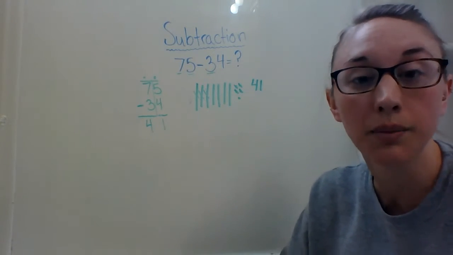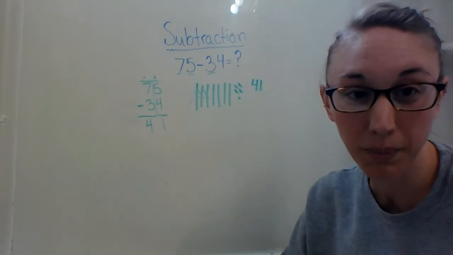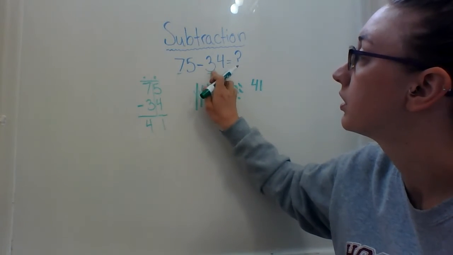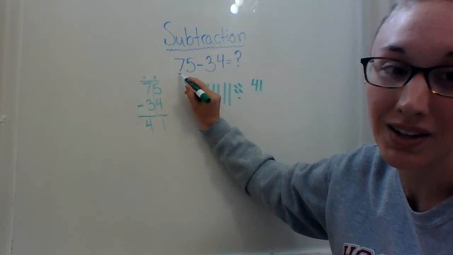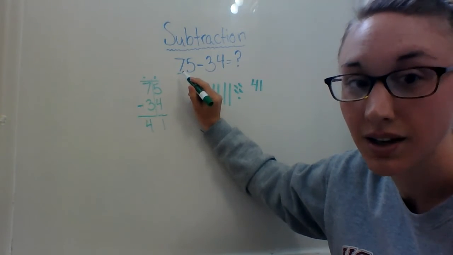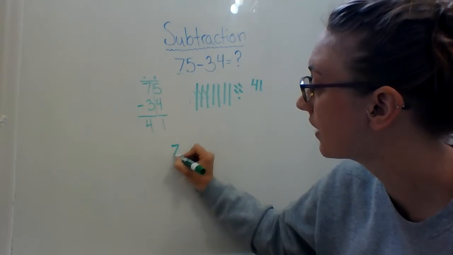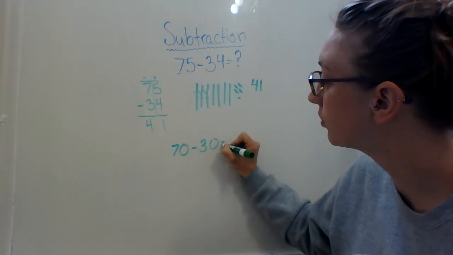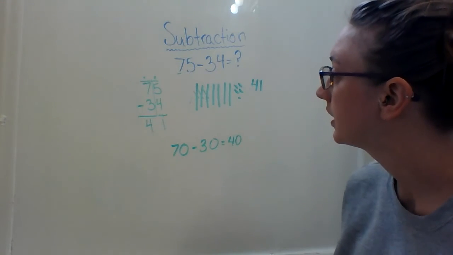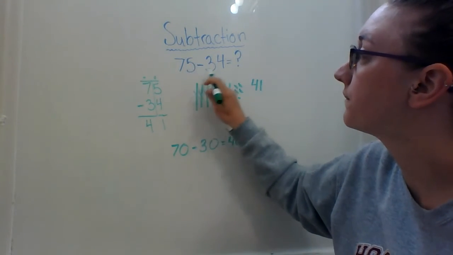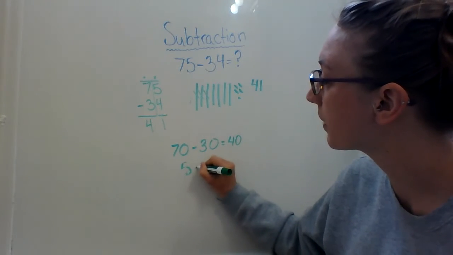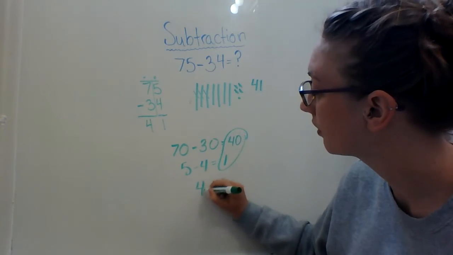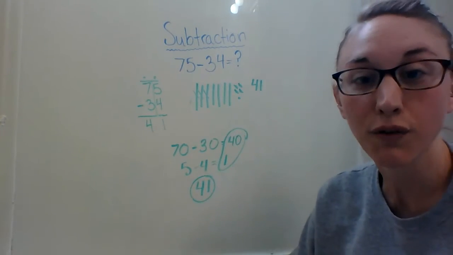Another strategy that you might want to use is to break apart the tens and the ones and think about them as separate things. So I know that the 7 in 75 actually means 70. So I can do 70 minus 30 equals 40. And then I look at my ones place, 5 and 4. 5 minus 4 equals 1. And when I put these numbers together, my answer is 41.